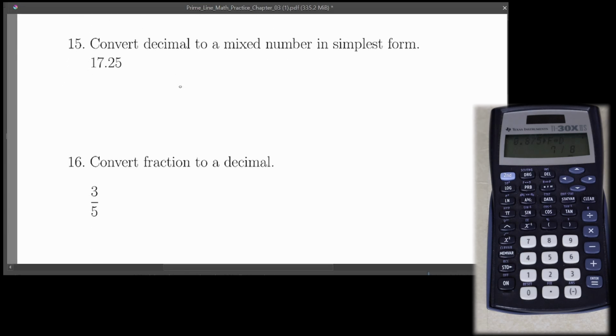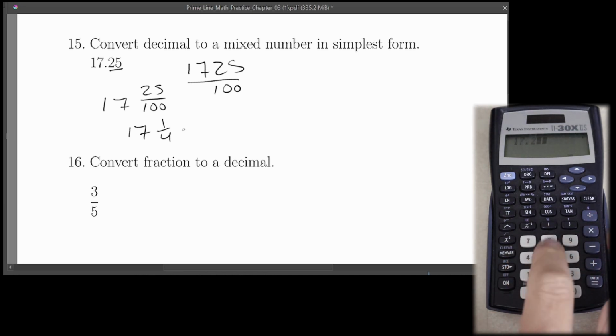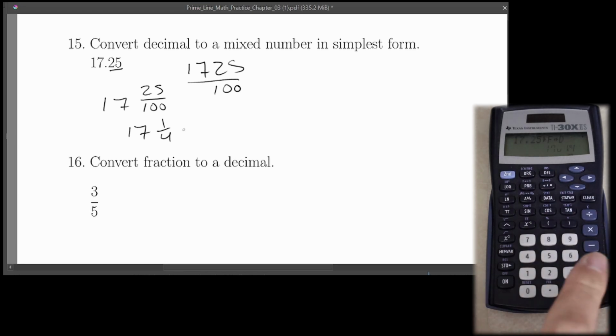Number 15 asks us to convert the decimal to a mixed number in its simplest form. If you know that this is 25, you could say, well, we've got 1725 over 100, or we could break it apart into a mixed number of 17 and 25 over 100, which reduces to 17 1/4. Alternately, on our calculator, we can do 17.25 fraction to decimal, and we'll get 17 1/4.